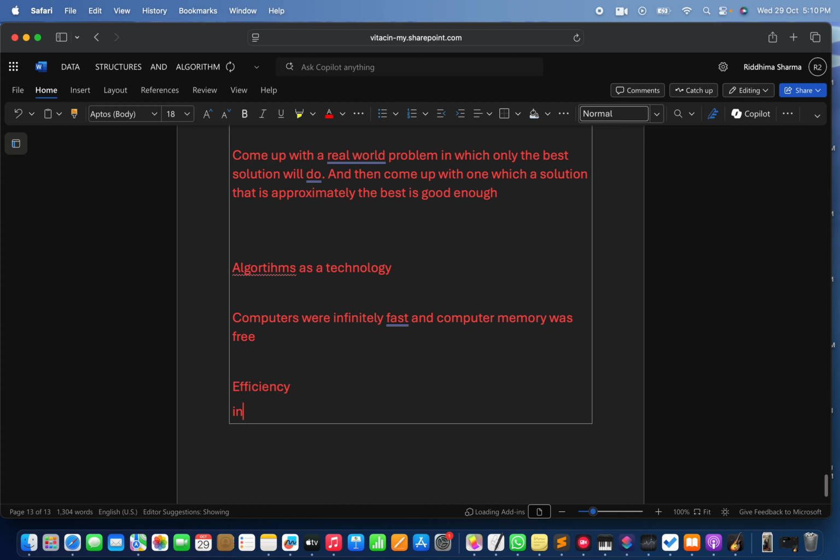So basically, in insertion sort, the time taken is C1 n square, where C1 is a constant that does not depend on n.